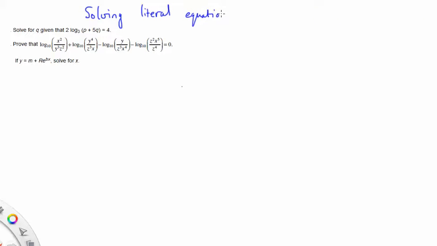Hello! In this video we're going to look at solving literal equations, and I'll explain a bit what this is about and then we'll get right into examples. This is for learning intention number 47. Solve literal equations. So literal, we know what solving equations is.